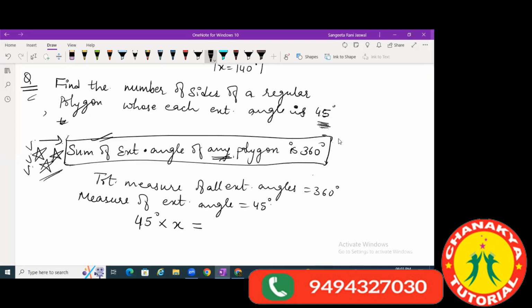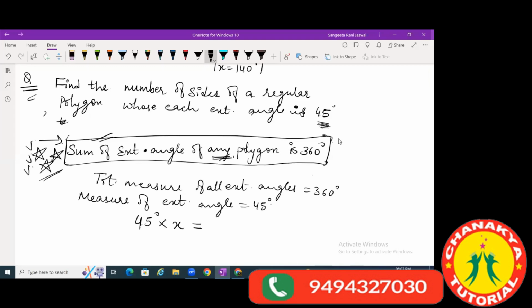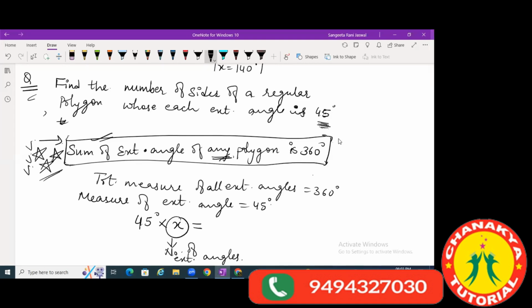Ma'am, x equals 8. So x is the number of exterior angles. How many exterior angles are there? 8 exterior angles, ma'am. So that shows that you have that many sides also. As many angles as there are, you will have that many sides too.